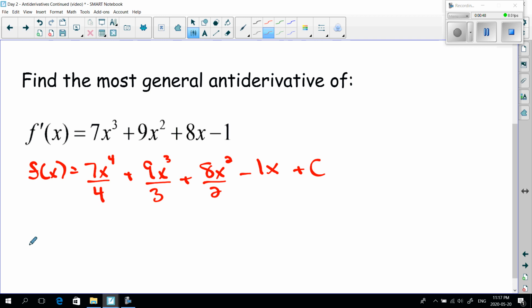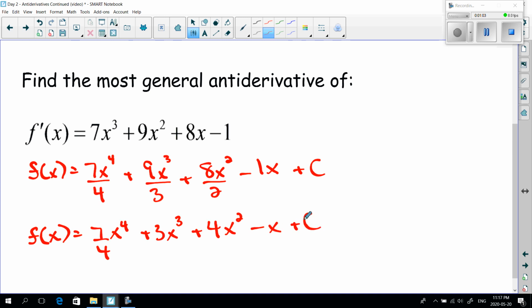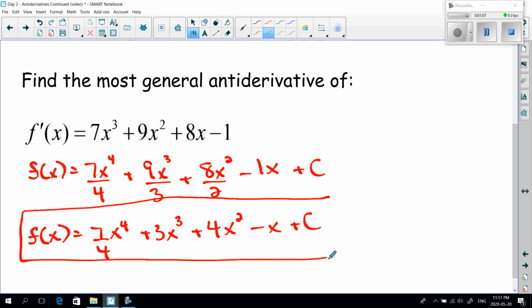Now we simplify. Well, 7 over 4 doesn't simplify. I'll leave it at 7 over 4. 9 over 3 does simplify to 3. 8 over 2 does simplify to 4. Minus x plus c. That is called a general antiderivative.